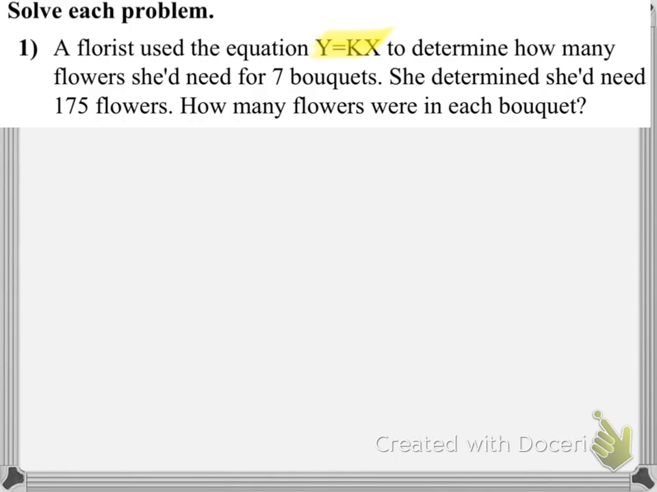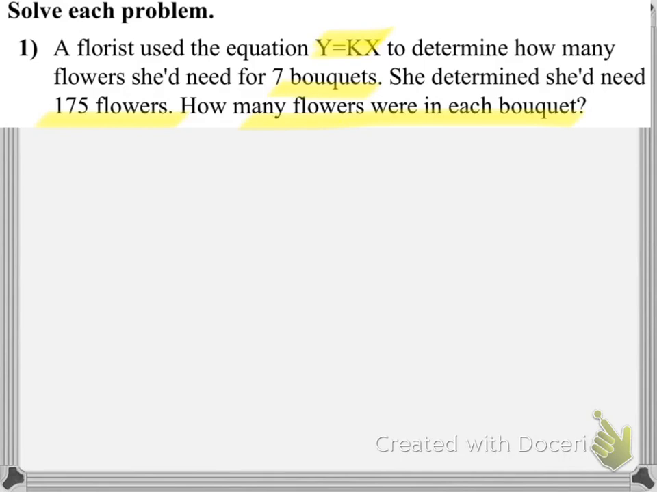So we need to determine which one is our y value, which one's our k value or our constant, and which one is our x value. In order to do this, we need to look at what is given. So we know that we have 7 bouquets, and we know we have 175 flowers, and we need to look at what we're trying to find, which is how many flowers are in each bouquet.